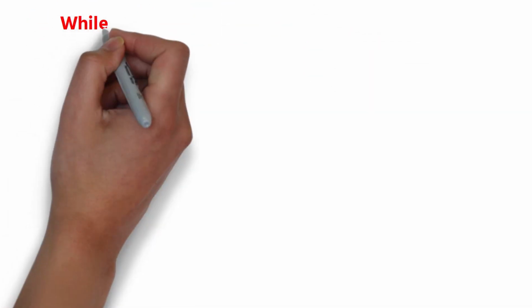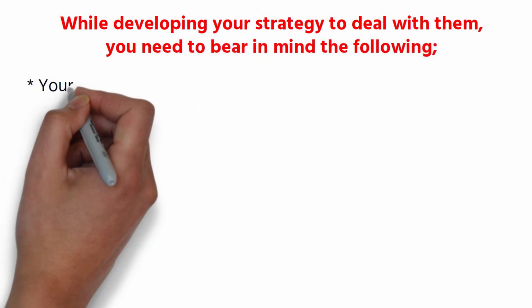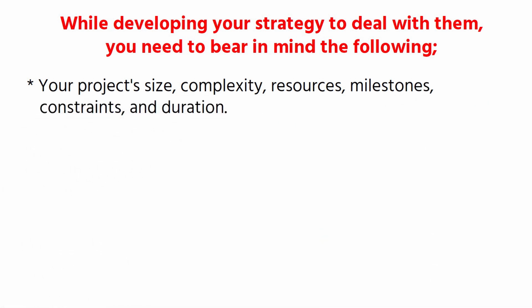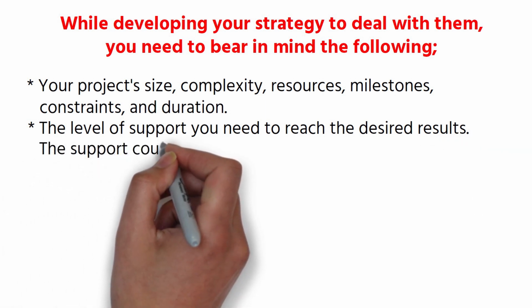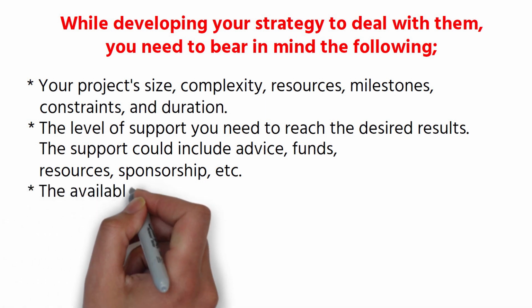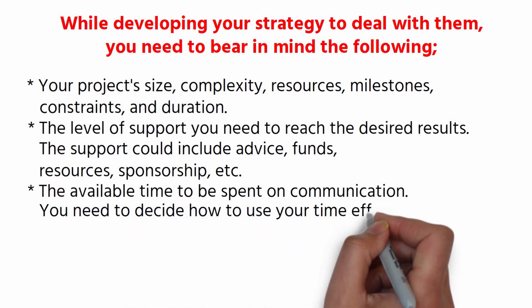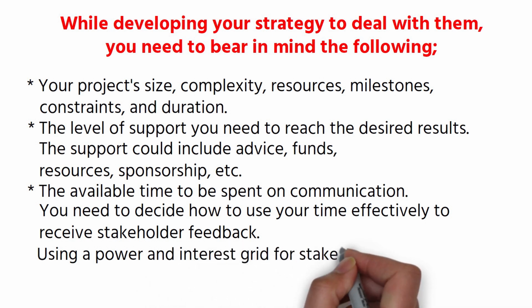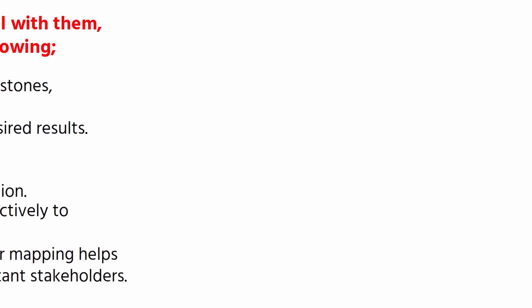While developing your strategy to deal with them, you need to bear in mind the following: your project's size, complexity, resources, milestones, constraints, and duration. The level of support you need to reach the desired results. The support could include advice, funds, resources, sponsorship, etc. The available time to be spent on communication. You need to decide how to use your time effectively to receive stakeholder feedback. Using a power and interest grid for stakeholder mapping helps you to plan your time for dealing with important stakeholders.